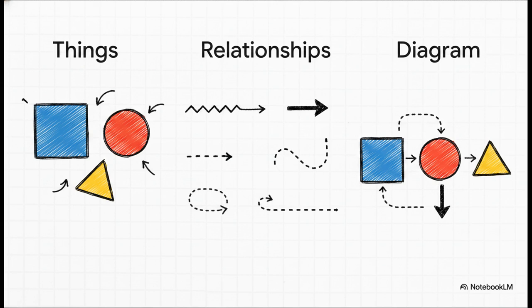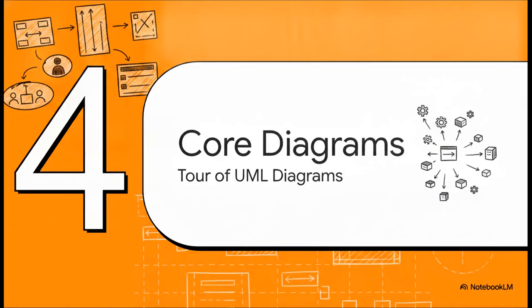And finally, you have diagrams. This is the ultimate output, the complete graph. To finish the analogy, if things are nouns and relationships are verbs, the diagram is the complete, perfectly structured sentence that tells the whole story of your system. Let's bring it all together in part 4, a tour of the core diagrams.